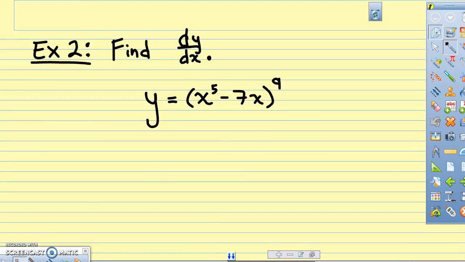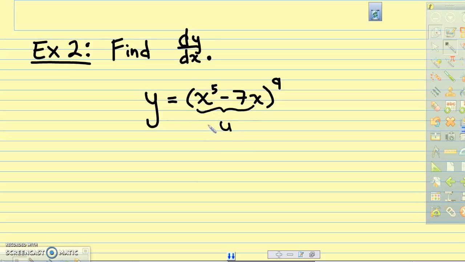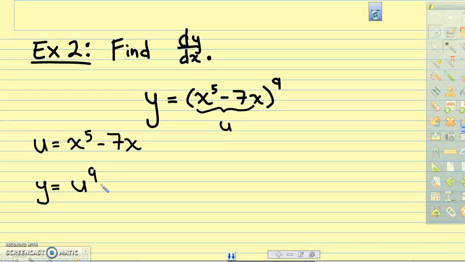Let's try this problem. So, think about it. What would you denote u? What would you let u equal here in this problem? Hopefully you see that u is x to the fifth minus 7x. So if u equals x to the fifth minus 7x, then that means that we now have y equals e to the 9.